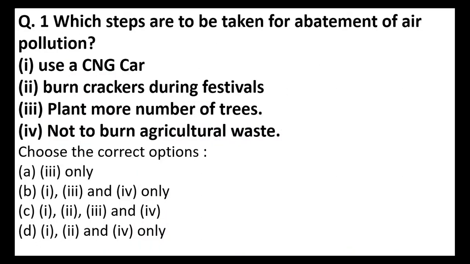Which steps are to be taken for abatement of air pollution? Abatement means when you want to fight with something, when you want to remove something of air pollution. First is use a CNG car, burn firecrackers during festivals, plant more number of trees, not to burn agricultural waste. Steps.